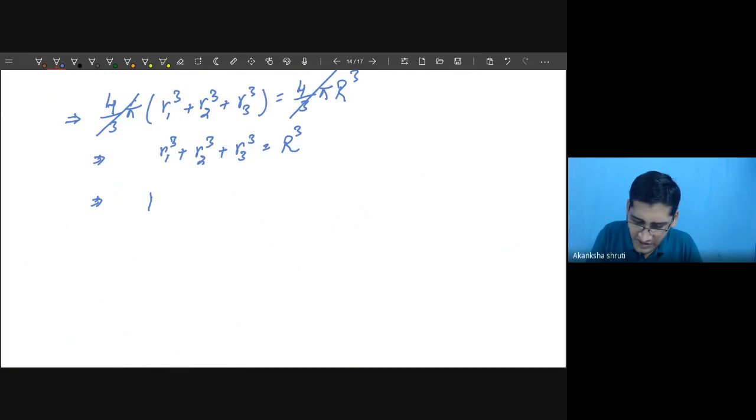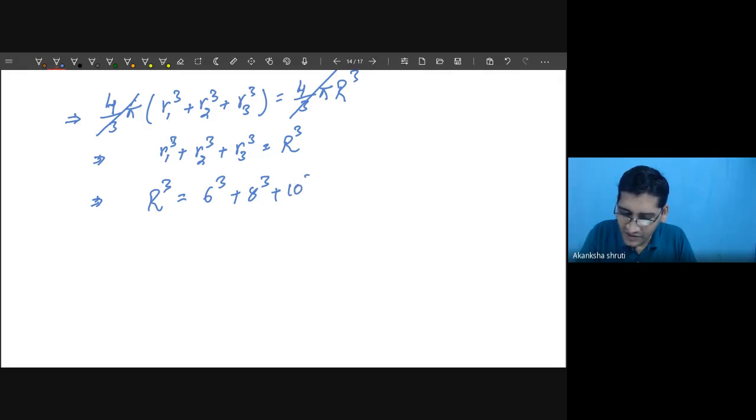So you may write R cube is equal to 6 cube. I am just rearranging, bringing left on the right side, right on the left side, plus 8 cube plus 10 cube. So this implies R. For this you have to take the cube root. Do the same thing. So 6 cube, 6 times 36, so 216.